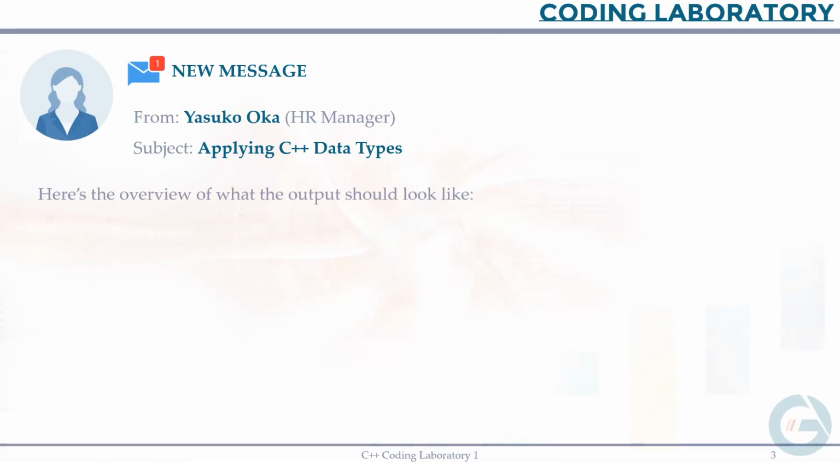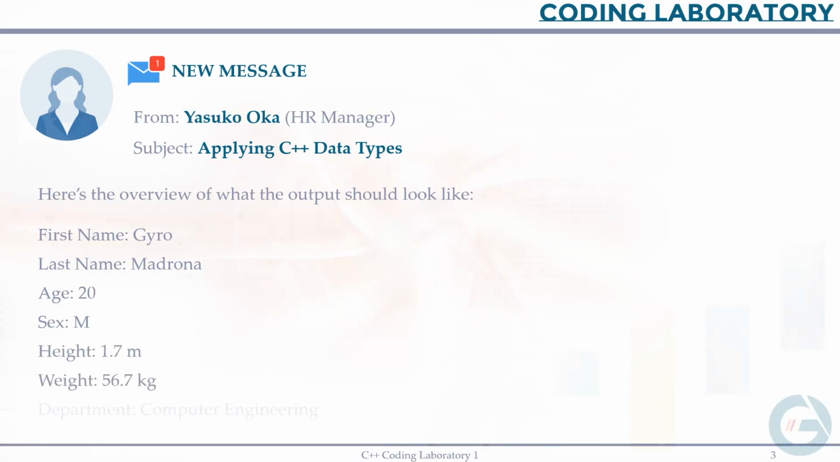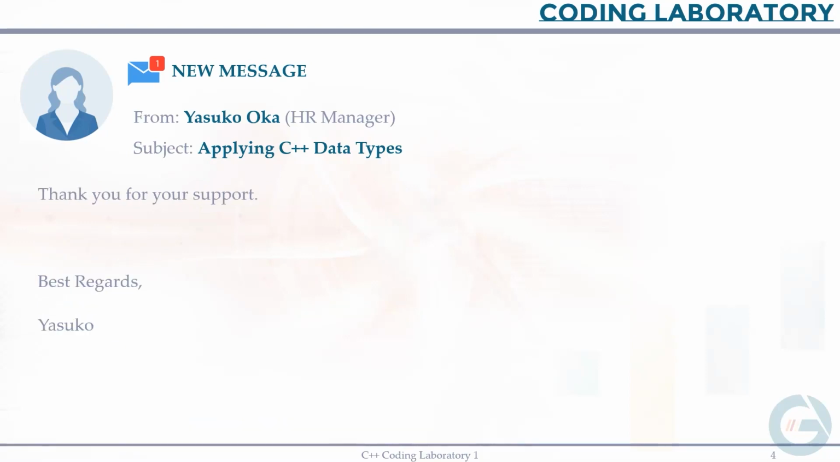Here's the overview of what the output should look like. The program is able to display the basic info, for example the first name, the last name, the age, the sex, the height, weight, and last is the department. This is what your program should do. Thank you for your support. Best regards, Yasuko. Let's go back to the required program output.